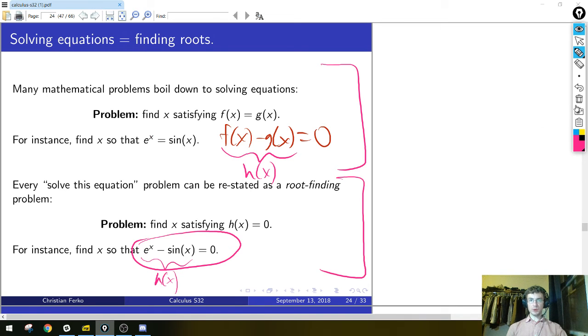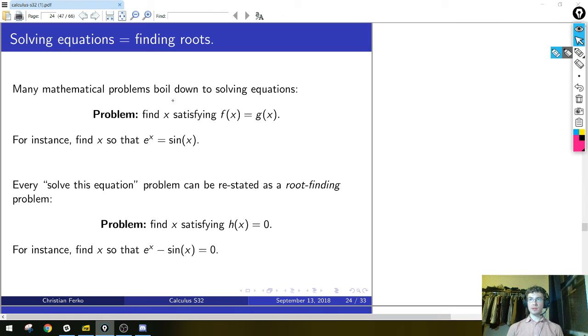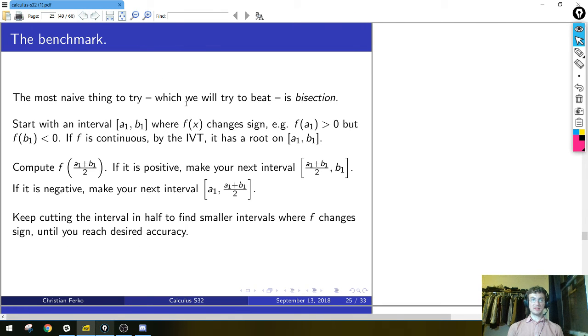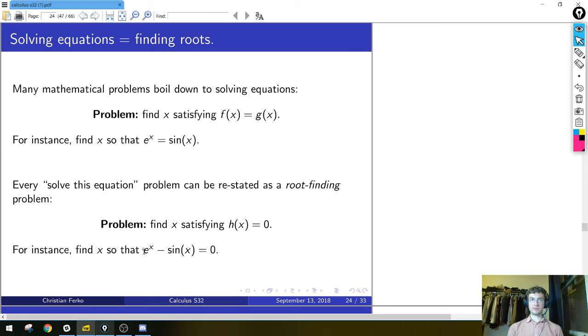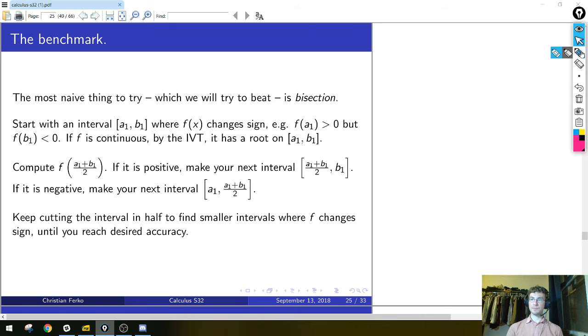Okay, good. So if we're on board with the idea that root finding is important, let's think about how we would do it. There should be a benchmark, some simple way to find the root of some equation, like find a value of x where e to the x minus sine x equals 0. We should have some way of doing that which is just stupid, and we'll try to do something smarter than that. So what's the stupid way?